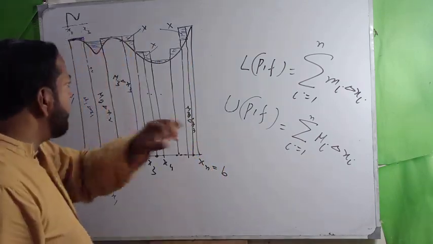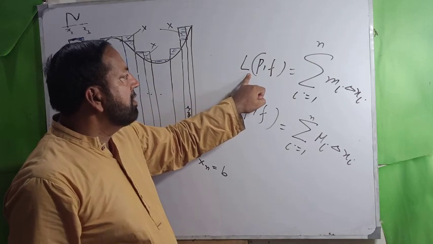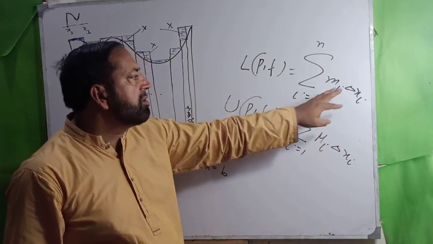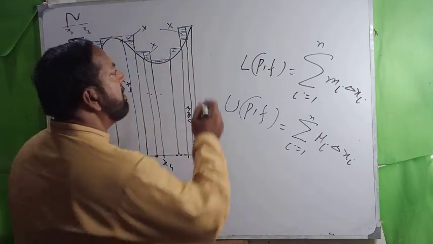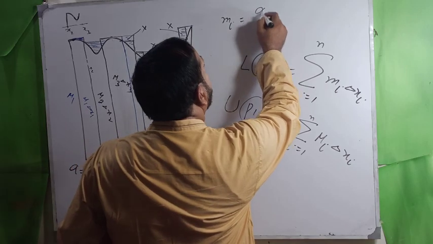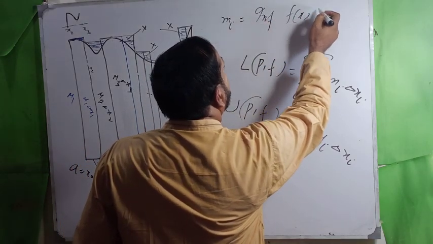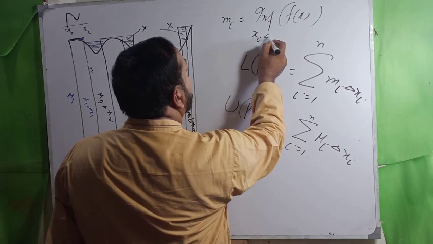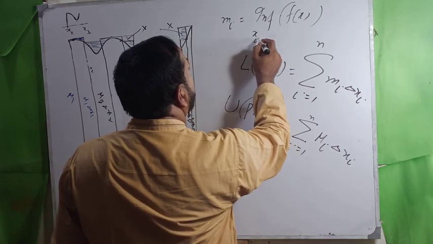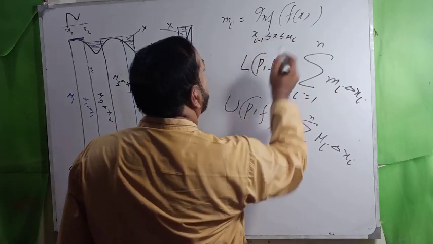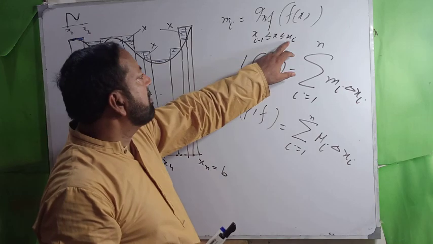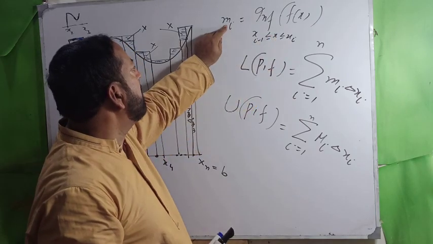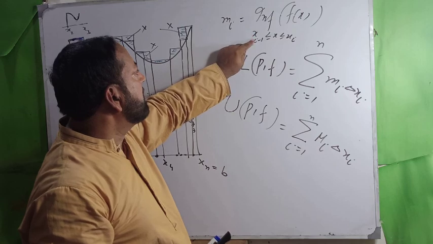So this is the lower sum of your function f corresponding to a partition P, which is the summation of small mi delta xi, where of course, what is mi, you know that. mi is in fact the infimum of your f(x) when x lies between xi minus 1 and xi. Because your length was xi minus 1 to xi, this was delta xi. This is in fact the ith interval. When you are talking about first m1, put i equal to 1 here. This was x0 to x1.